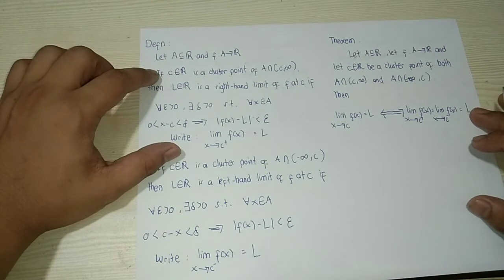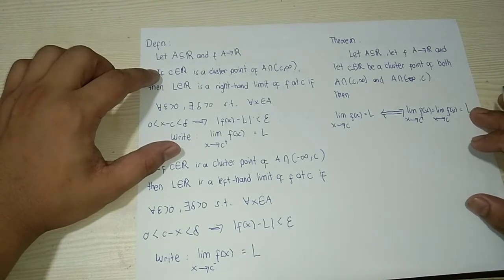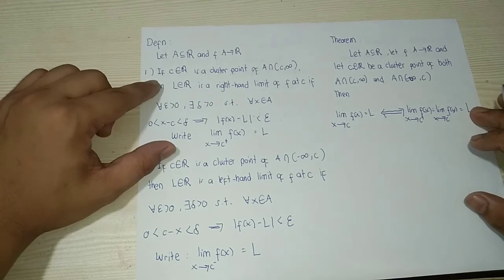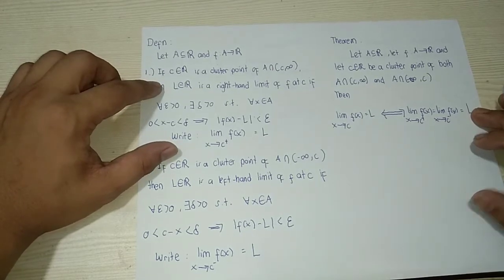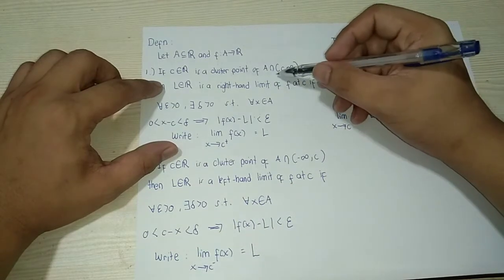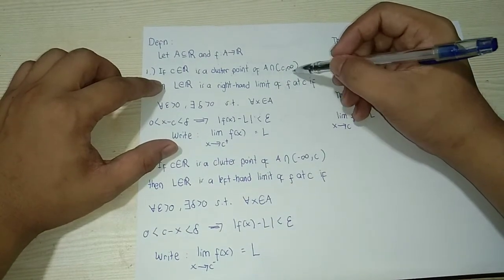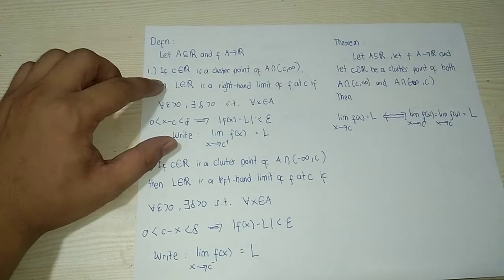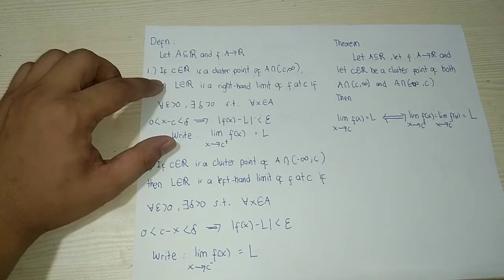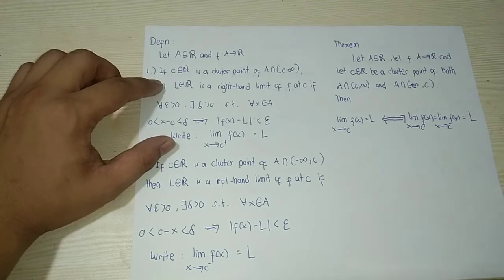For the definition, let A be a subset of R and f be a function from A to R. For number 1, if a real number C is a cluster point of the intersection of set A and (C, infinity), that means we are talking about the values of x that are on the right side of C.